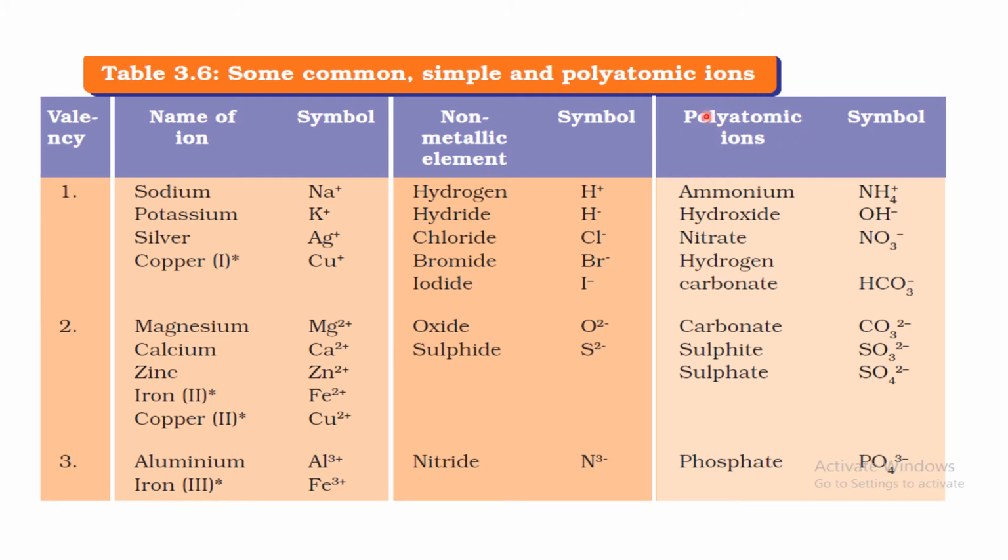Then we have to come to the polyatomic ions. Polyatomic ions are groups of atoms which carry charge, like ammonium. Please learn all these names with the formula and their valency. This is also very important in making formulas. You have to remember it: what is the formula and what is the name?